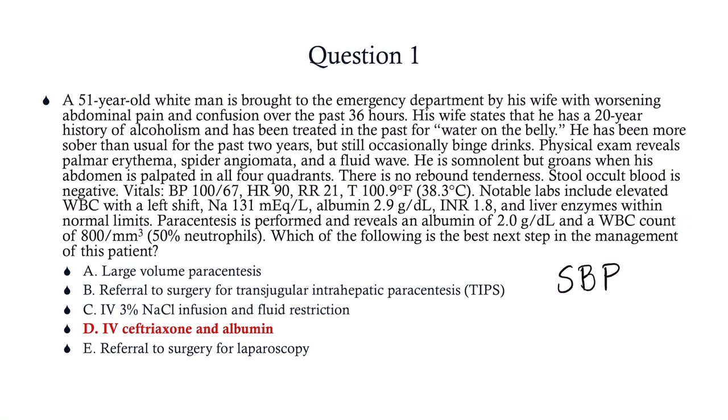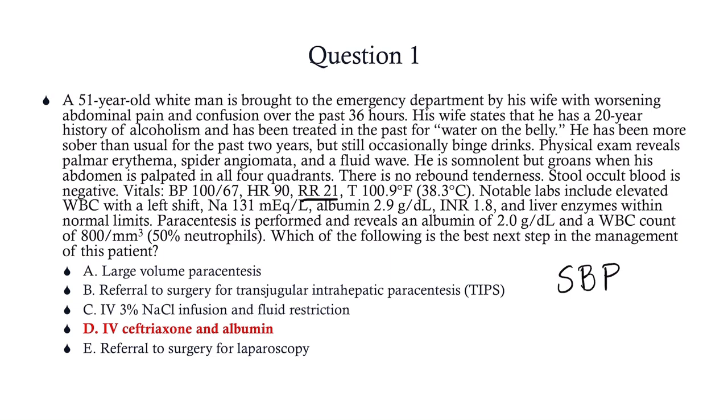Now, why are these wrong answers wrong? Well, let's look at A. So, large volume paracentesis. Now, we may do this on this patient. Notice that his respirations are 21. If this ascites continues to get worse, it's going to push up on the diaphragm and the lungs, and it's going to make it difficult to breathe.